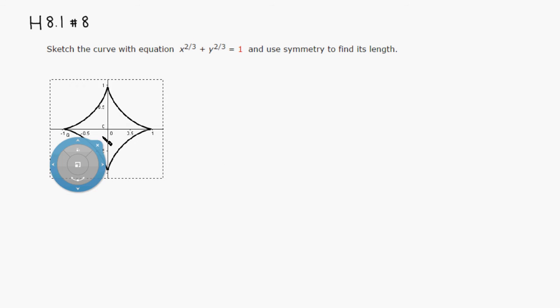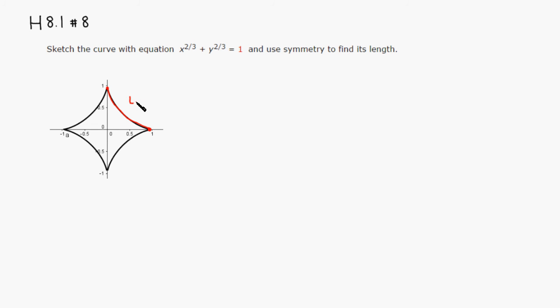It looks like we have 4 symmetric pieces here. So I'm going to try to find the arc length of just one piece, from here to there. Let's find it, and I'm going to call it L1.